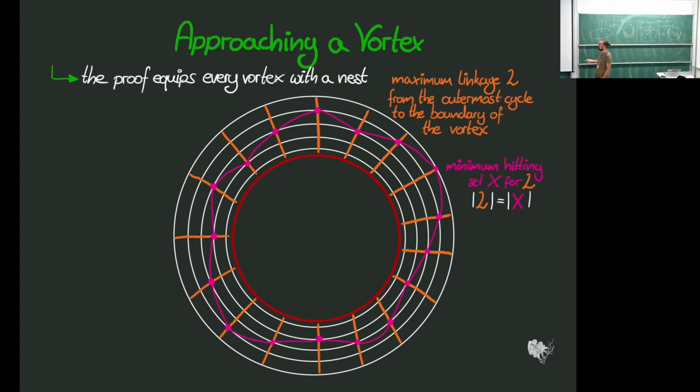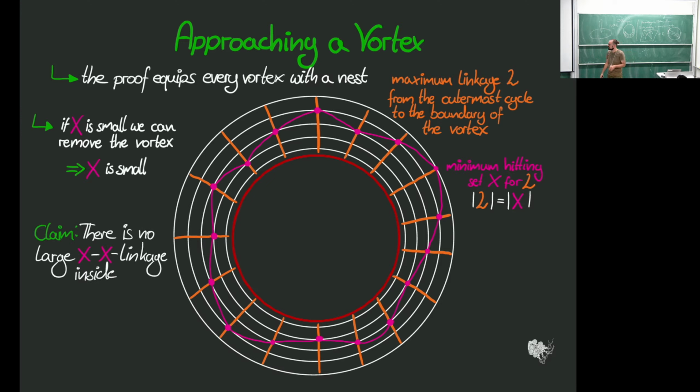And by Menger's theorem, the size of the orange linkage and the size of X are the same. And I can just say if X is small, then I can just throw away whatever is inside and push it deeper down into my tree decomposition. So I can assume X is very large.